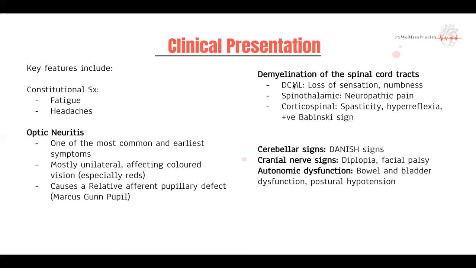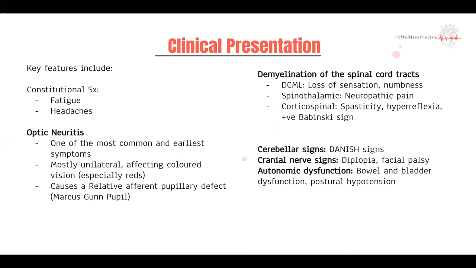Additionally, you can have demyelination of the various spinal cord tracts. So you have your DCML responsible for fine touch and proprioception, so you would lose that as well as have numbness. The spinothalamic tract is responsible for pain and temperature, so you can have neuropathic pain. And then the corticospinal tract, which are your upper motor neuron lesions, would present with spasticity, hyperreflexia, and a positive Babinski sign. And these are all your typical upper motor neuron signs.